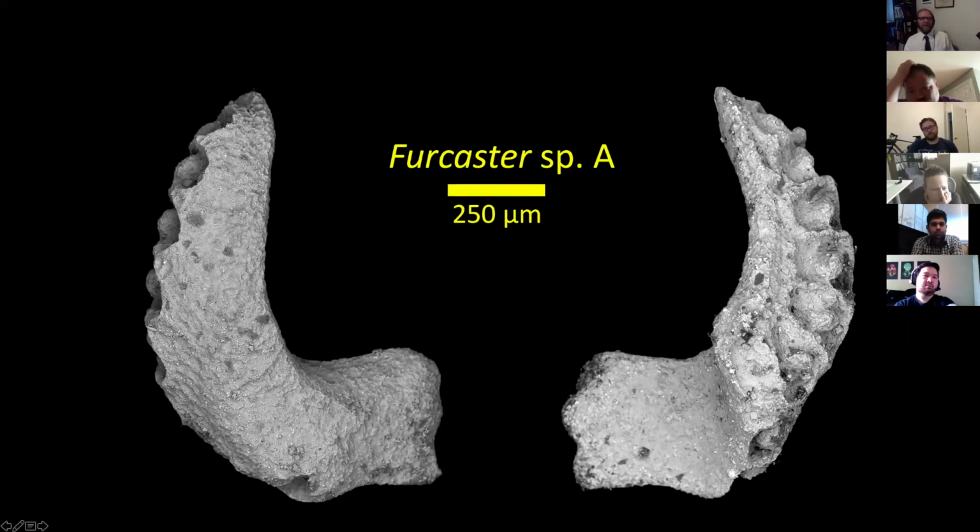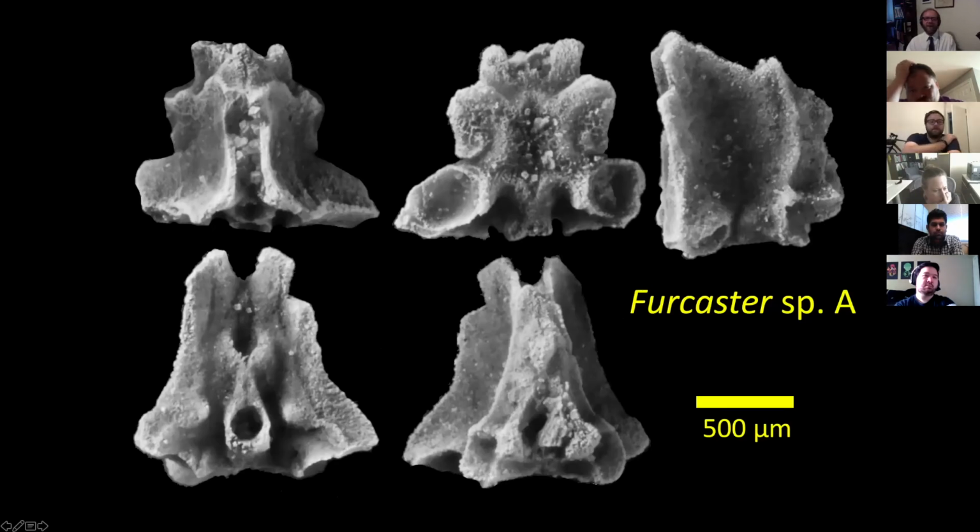We have 2 species of furcasterid. This is a sort of a sickle-shaped guy here. We call it species A because why not? We have the vertebrae that we can associate with this based on a couple of specimens that were given to us by a collector in Alabama.